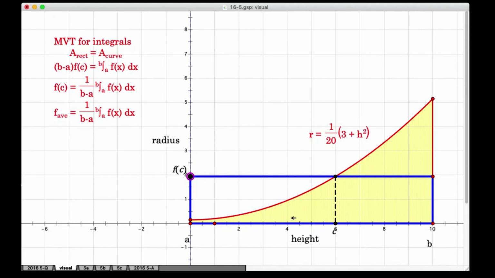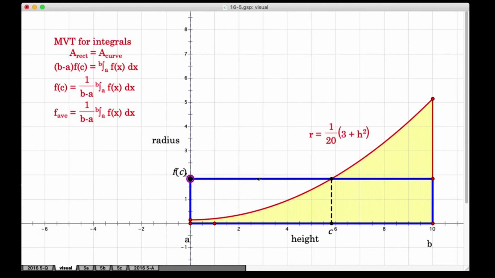If I was to come along here and draw all these vertical lines along here, the average height of this entire region would be this value here. It would be close to 2, just from a quick look at it. So that's what the average height means. Okay, so now let's see if we can go ahead and solve this problem here.